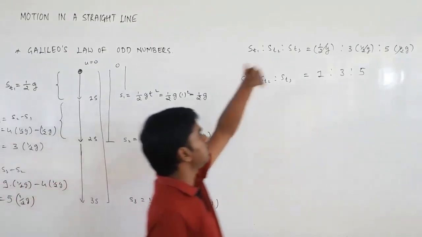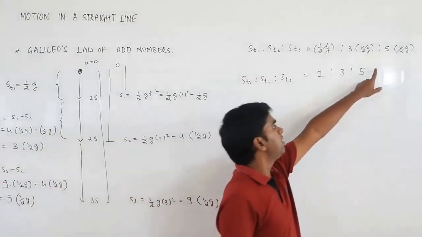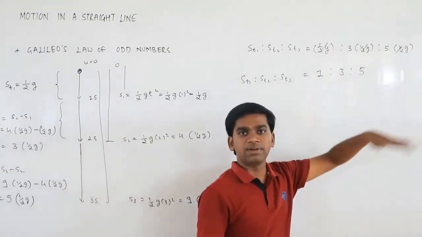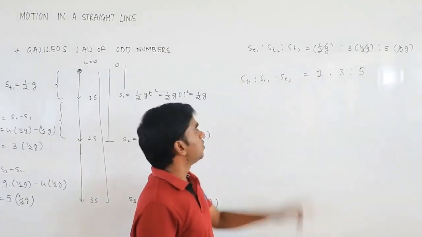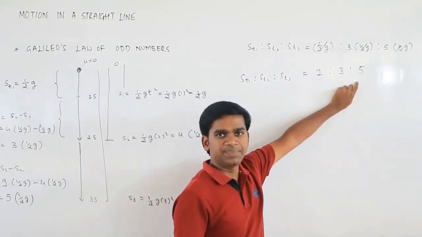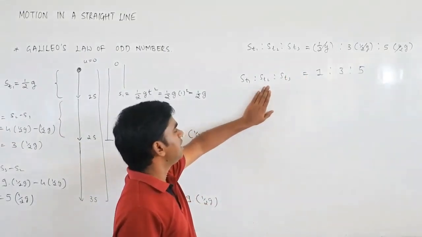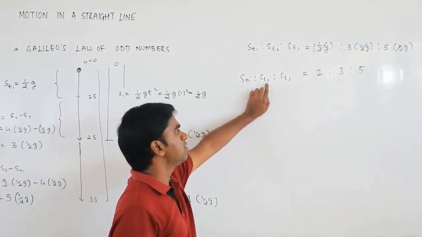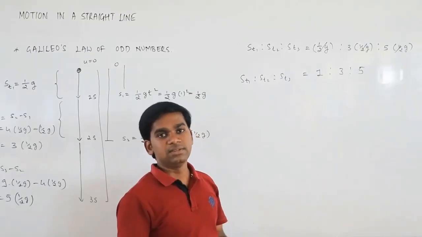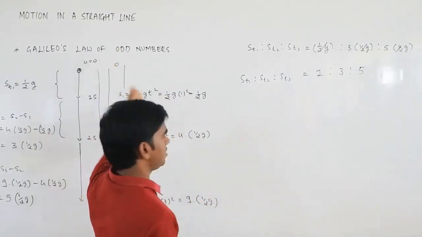If you take next S_T4, that will become 7. If you take S_T5, that will become 9. Like that. Okay. So ratios are in the odd numbers. So the ratio of distances traveled in equal intervals of time is the ratio of odd numbers. This is what Galileo suggested.